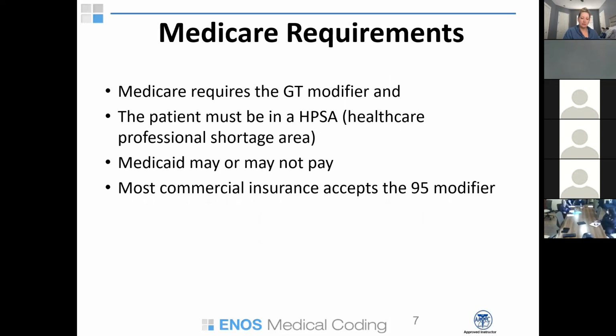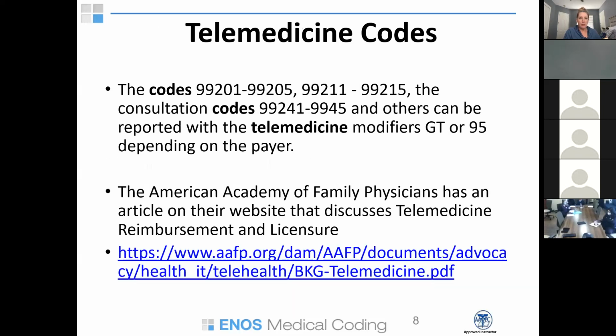Medicare does have some modifier requirements generally. The GT modifier is one. The patient must be in a HPSA shortage area, that's another. But now, for the time being, since this emergency has occurred, these Medicare requirements are being waived. The telemedicine codes are now going to include 99201 to 99205, 99211 to 99215, and the consult codes 99241 to 99245 for payers that recognize those codes.